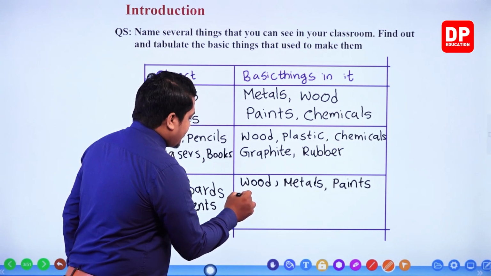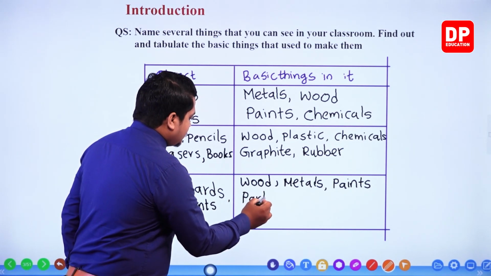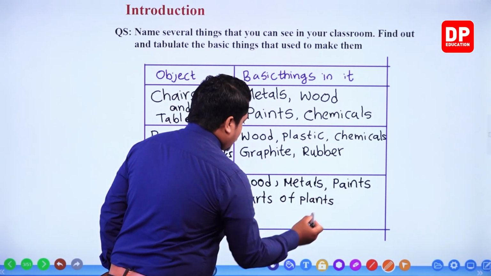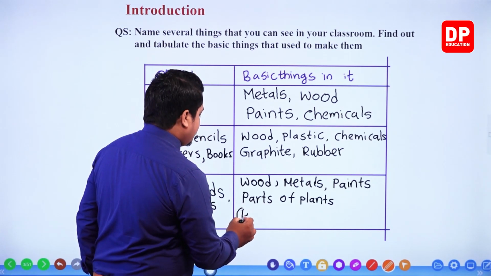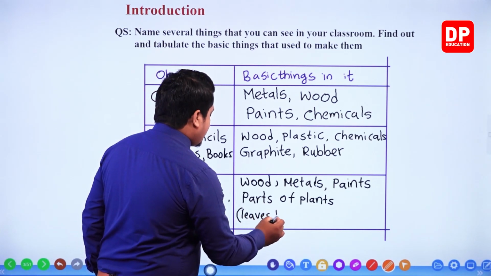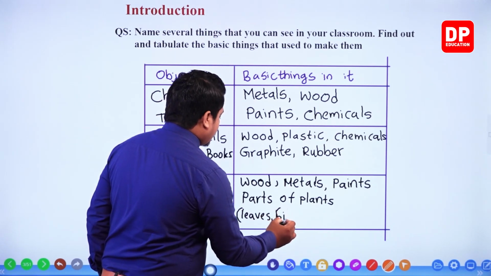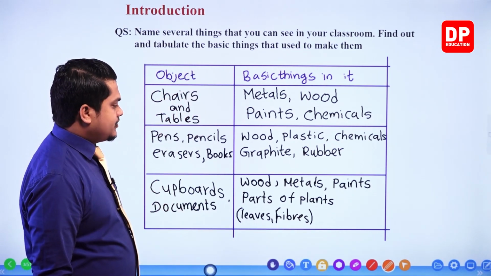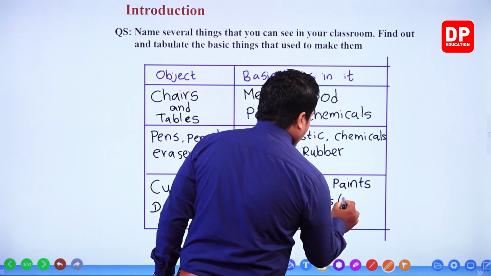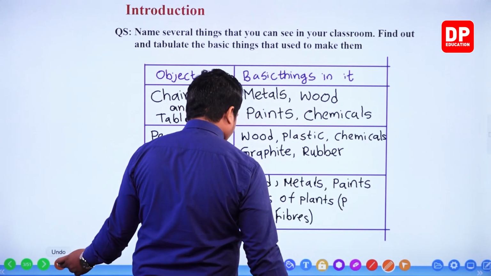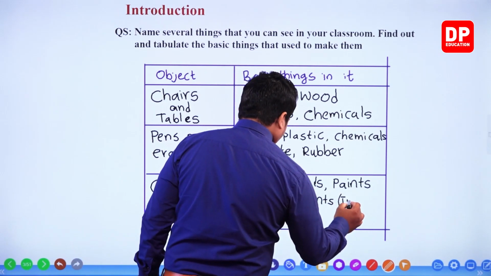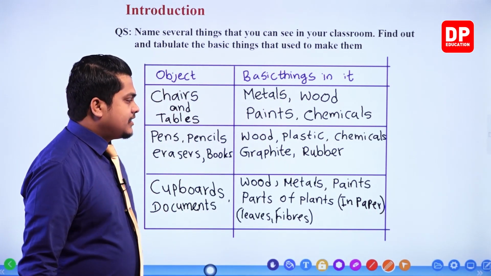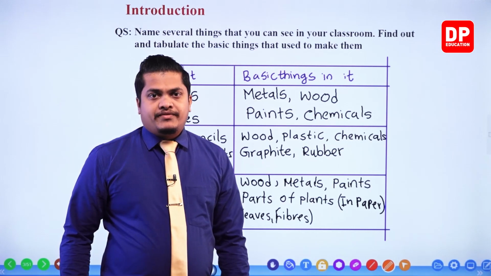We'll mention as parts of plants, like leaves, fibers, in making paper, my dear children, right? So we'll mention as in paper. Right, so these are several things that we can observe within the classroom environment.